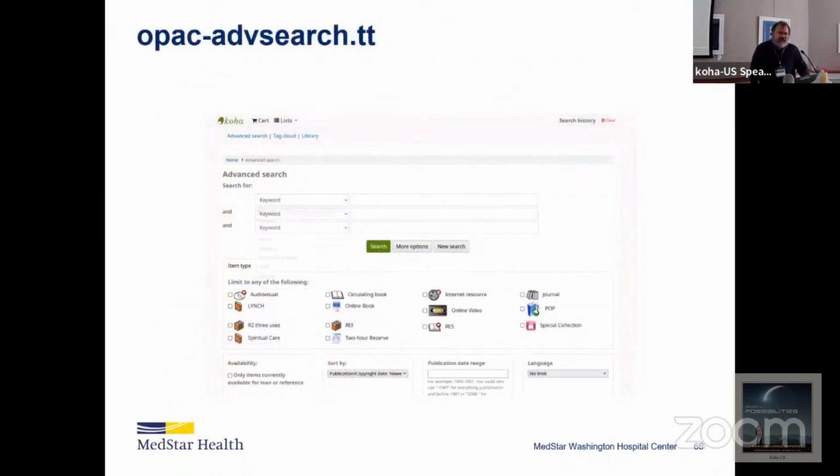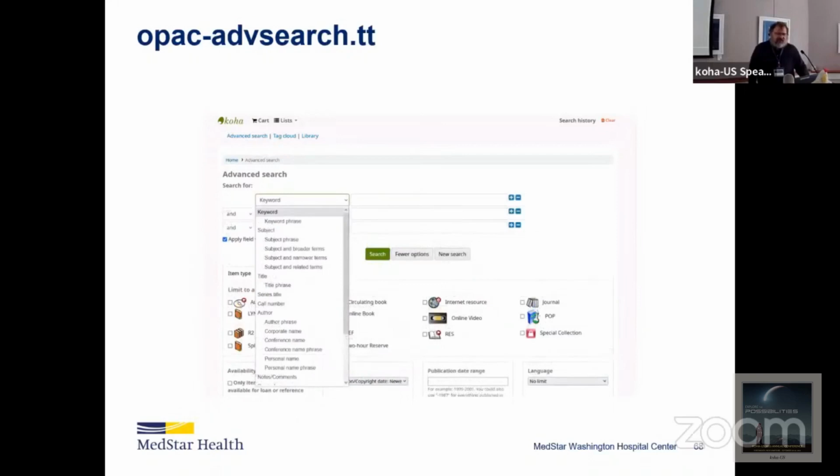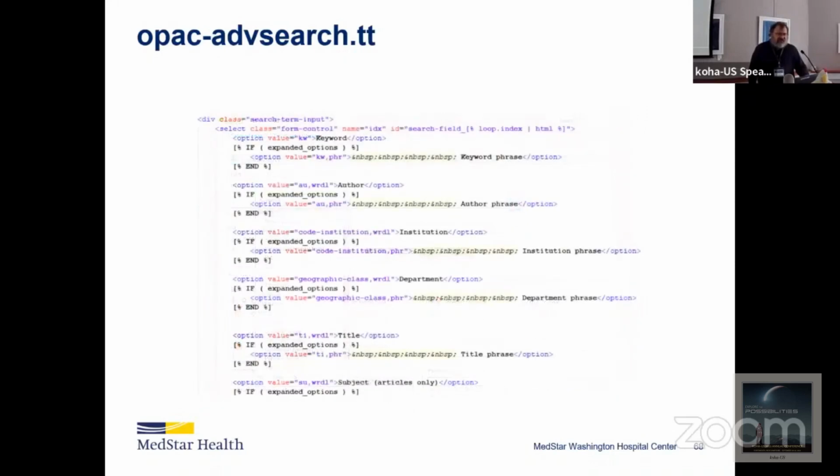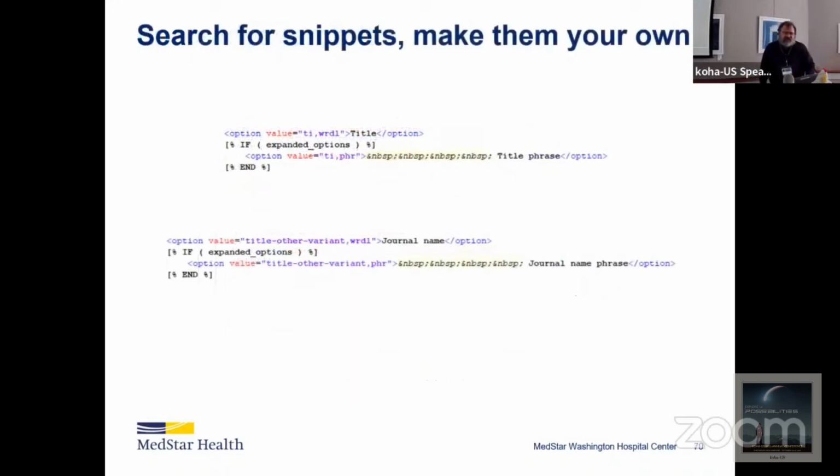Advanced search, same idea. That's what it looks like in a normal catalog. This is what the more options looks like. Mostly something as phrase. Just go in and look for the phrases. Keyword, keyword phrase, author, the phrase.